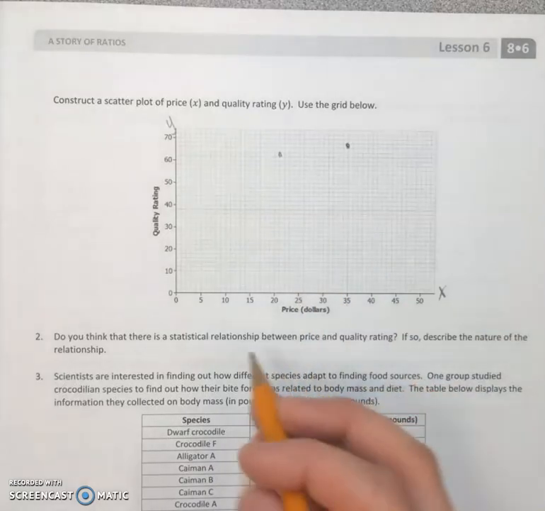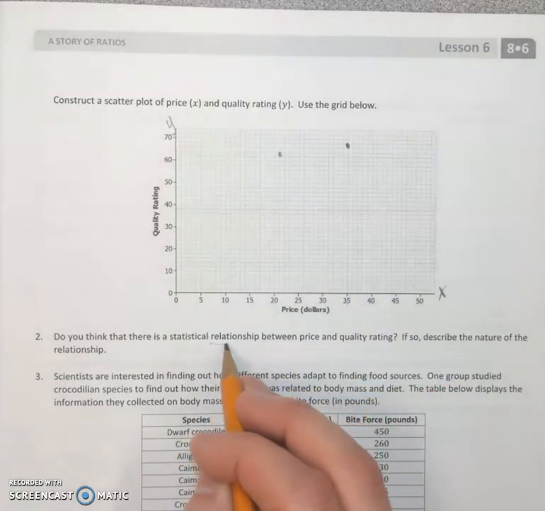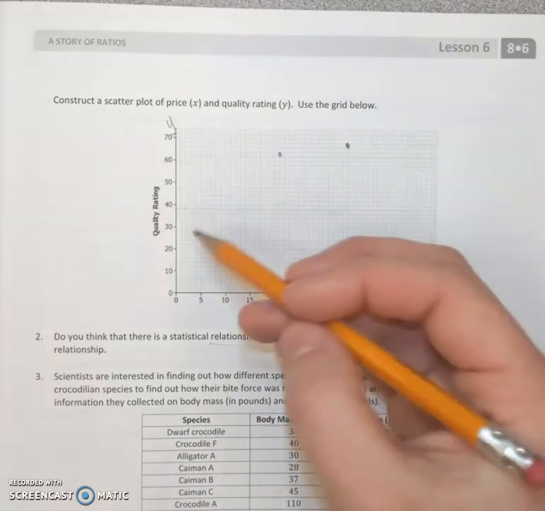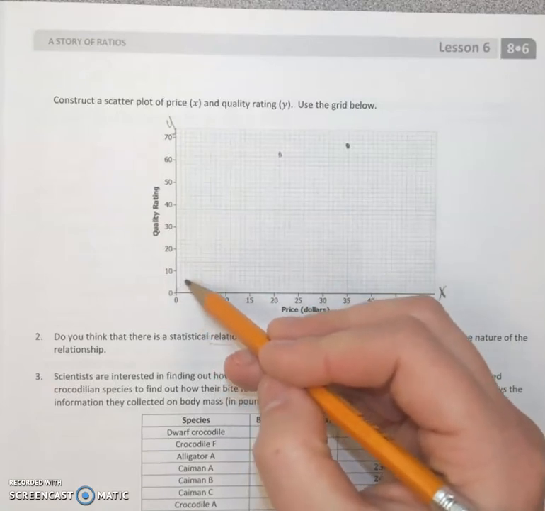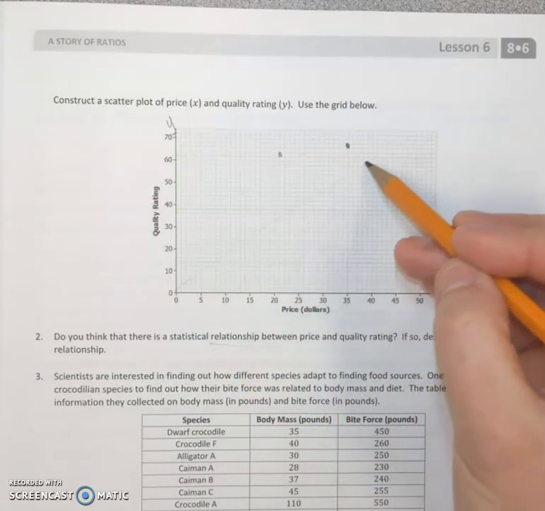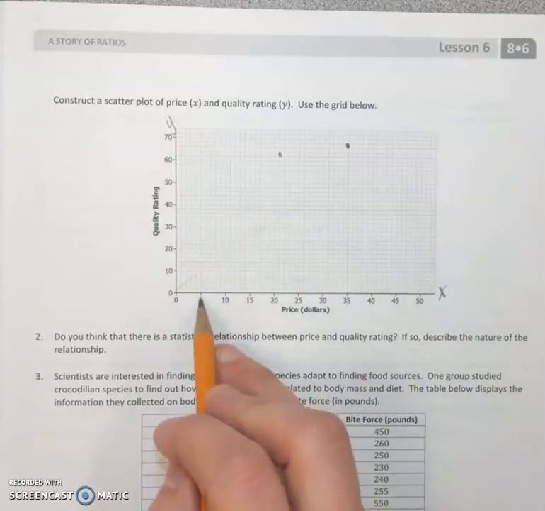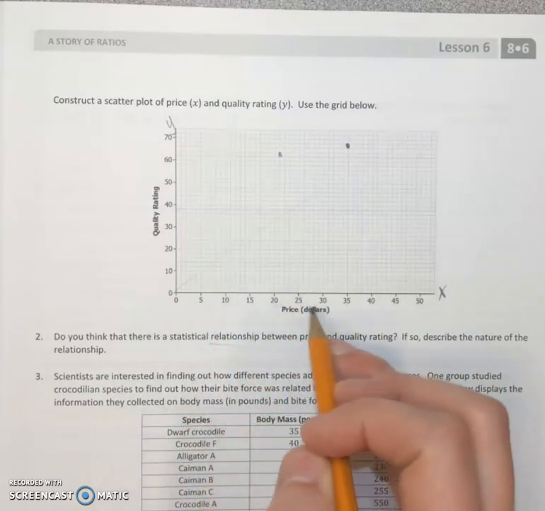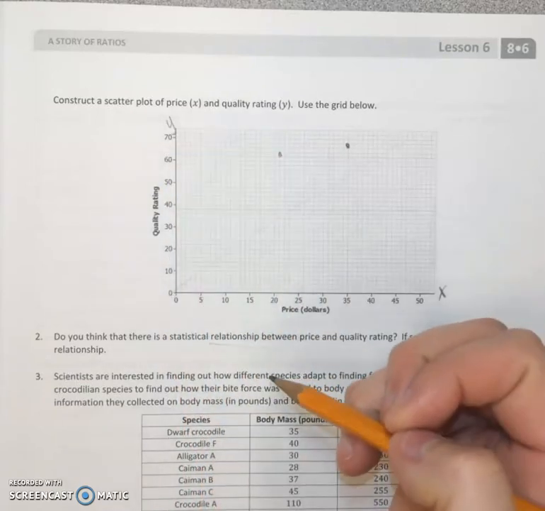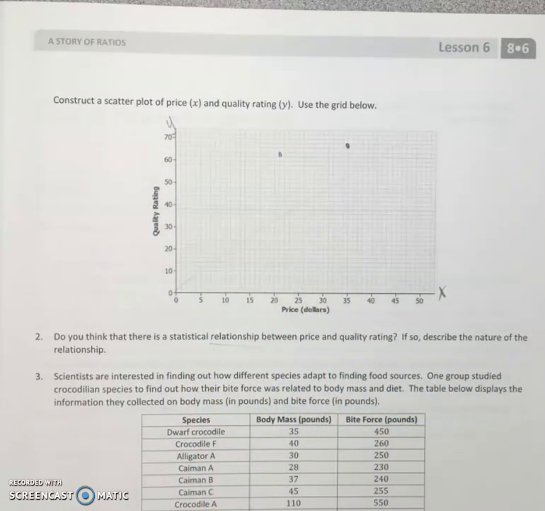If there was a relationship, we would basically see a quality rating that lined up and went like this, like a linear function or a linear equation, because as the price increases, our quality would increase. Okay, so look at your data and make that determination, and again, write a complete sentence or else you're not getting credit.